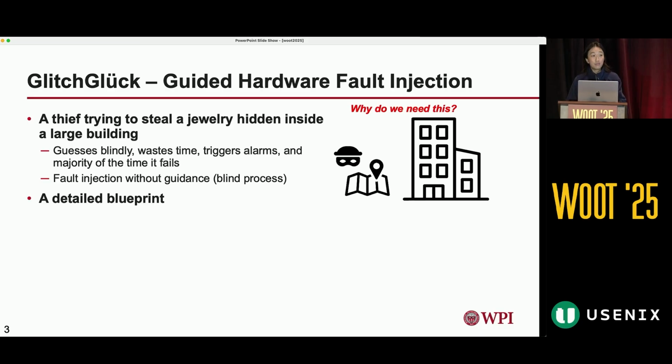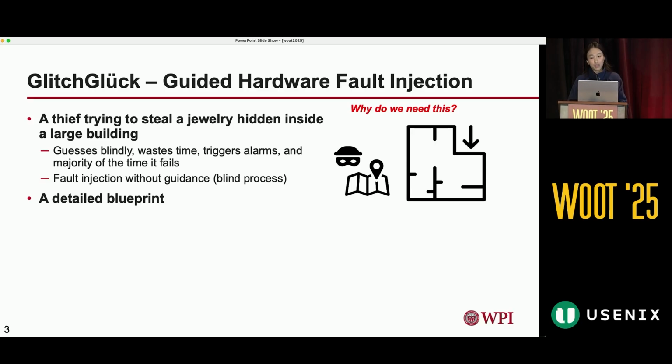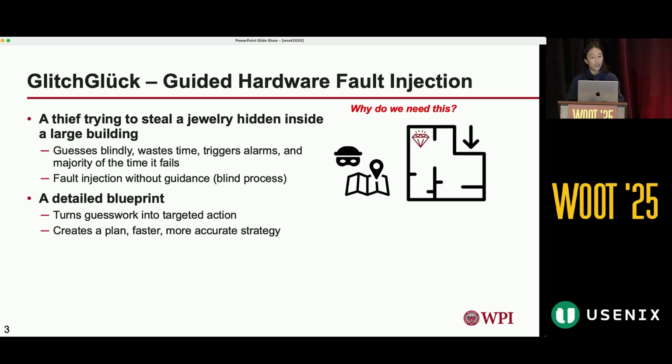But what if the thief has a very detailed blueprint of the building? Therefore, the building could no longer be a black box. We would be able to have the floor plan and know exactly where the jewelry is located. This blueprint has helped the thief turn the guesswork into a targeted action. The thief will be able to create a plan, a faster and more accurate strategy, to get the jewelry.